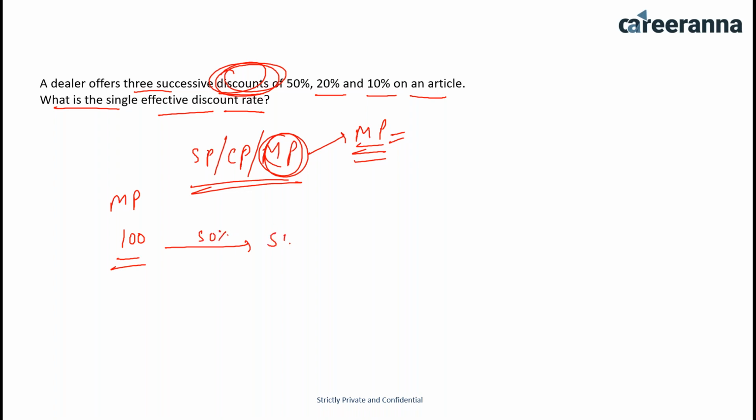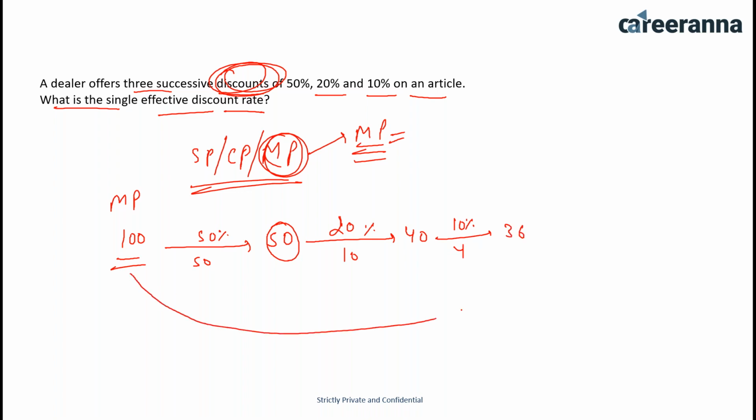it becomes 50, and 20% of this is 10. Now it becomes 40. Again, 10% of 40 is 4. So it becomes 36. So what is the discount?